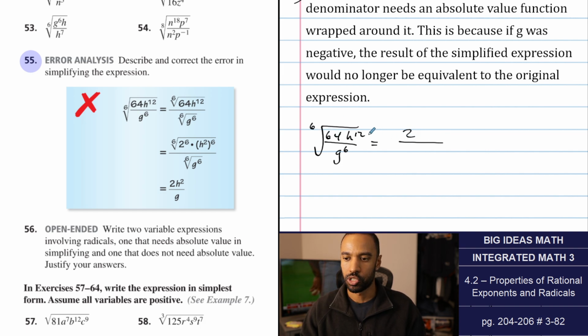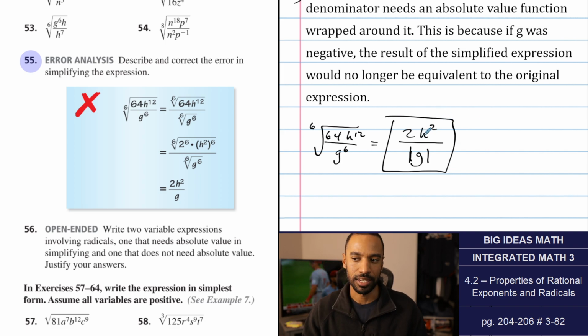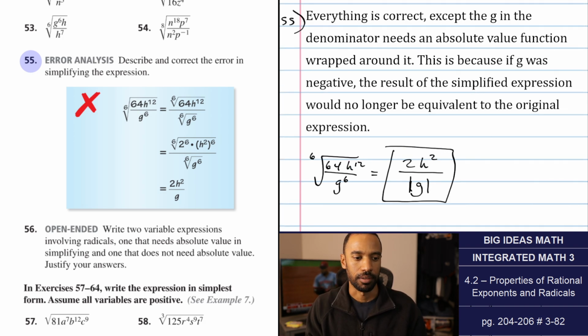The 6th root of 64 is 2. The 6th root of h to the 12th: 12 divided by 6 is 2, so h squared. And 6 divided by 6 is 1, so you're left with g. But because it's g to the first power, we're going to have to wrap it in absolute values. Make sure we treat those negative guys there. So it's just like that, straight up. Now, h squared, again, doesn't need it because squaring a negative number will still turn it positive, just like the even root here. Okay, number 56, open-ended.